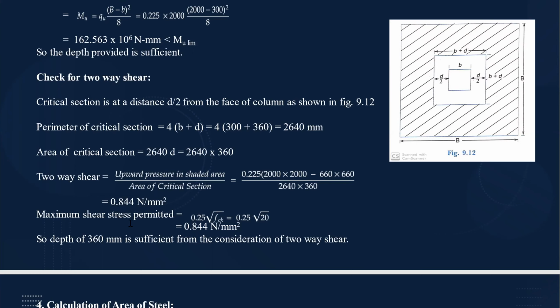And the maximum permissible punching shear is 0.25 under root fck. Therefore, it is more than 0.844 Newton per mm square. Therefore, whatever depth you have taken, that is 360 mm, is sufficient from the consideration of two-way shear.